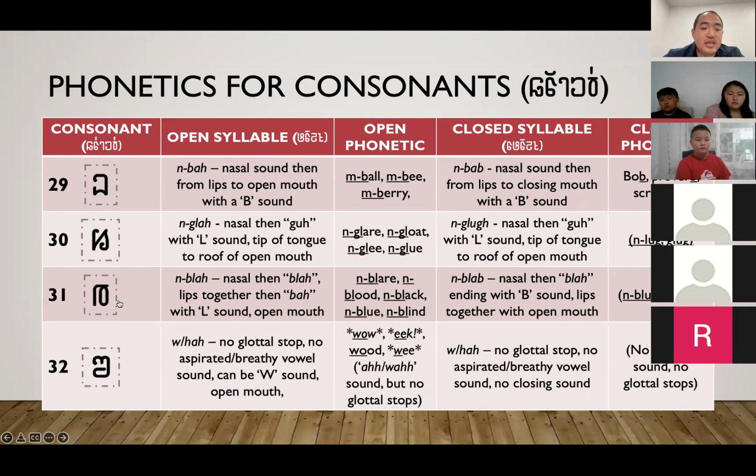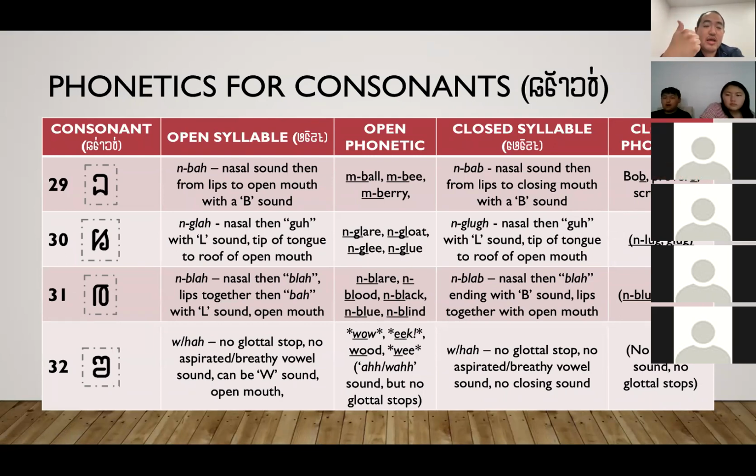31. This one is mbla, mblab, right. Pretty much the same deal. Three sounds: ba, la. So you just mix those three really quick. Like you'll see in the words Blair, blood, black, blue, right? But just add the nasal sound before. Blair, blood, black, blue, blind, right? That's how you pronounce the open syllable for that, okay?